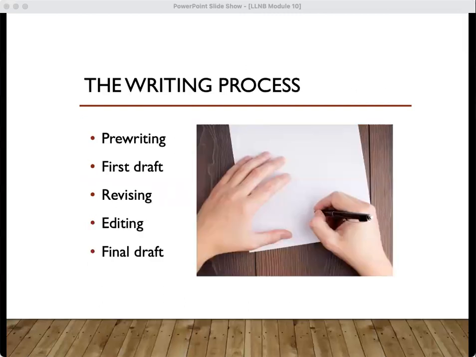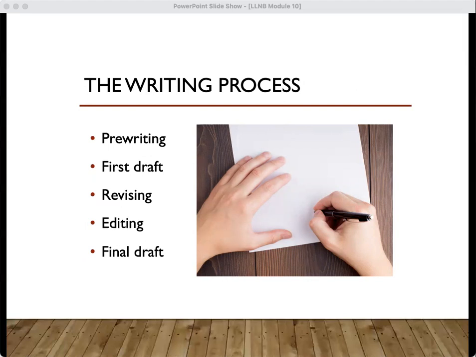We will use a 5-step process as a starting point for working with learners on their writing. Some published materials may present a slightly different process, and that's okay. The important thing is to have a consistent process that learners can use and that follows the same basic order: pre-writing, first draft, revising, editing, and final draft.